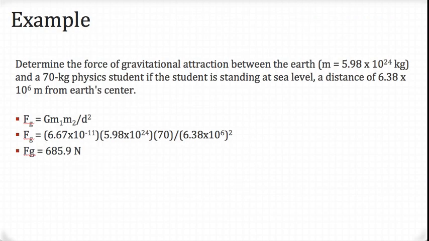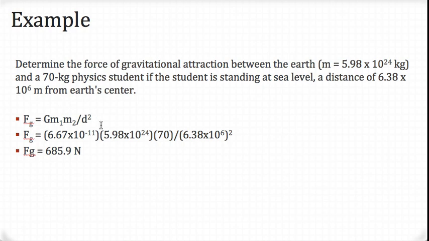All right, so let's go through an example of a word problem that you might see on your test. So in this problem, we have: determine the force of gravitational attraction between the Earth, which has a mass of 5.98 times 10 to the 24th kilograms, and a 70 kilogram physics student if the student is standing at sea level, a distance of 6.38 times 10 to the 6 meters from the Earth's center.